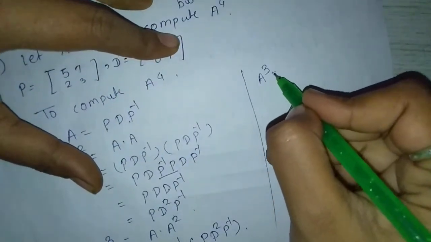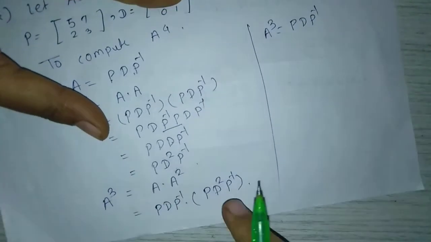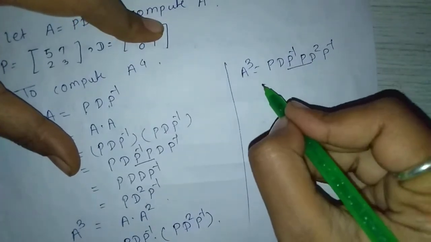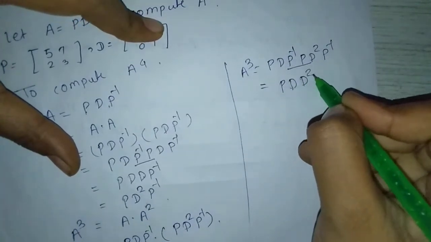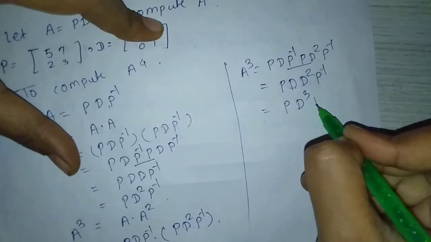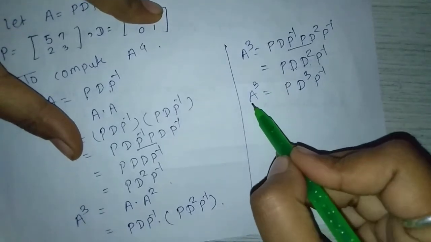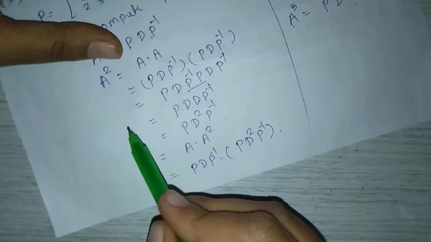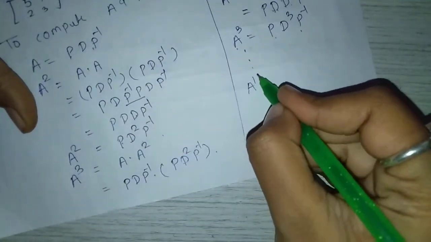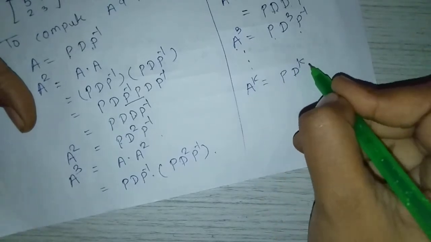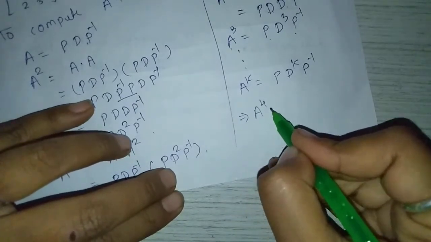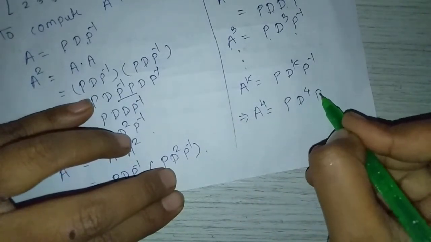So A cube equals PD P inverse, PD square P inverse P, which is 1. We get P into D square into P inverse, P into D square means D cube P inverse. Here you can observe that A cube equals PD cube P inverse, A square equals PD square P inverse. That means A raised to k equals P D raised to k P inverse. So we have A raised to 4 equals P D raised to 4 P inverse.